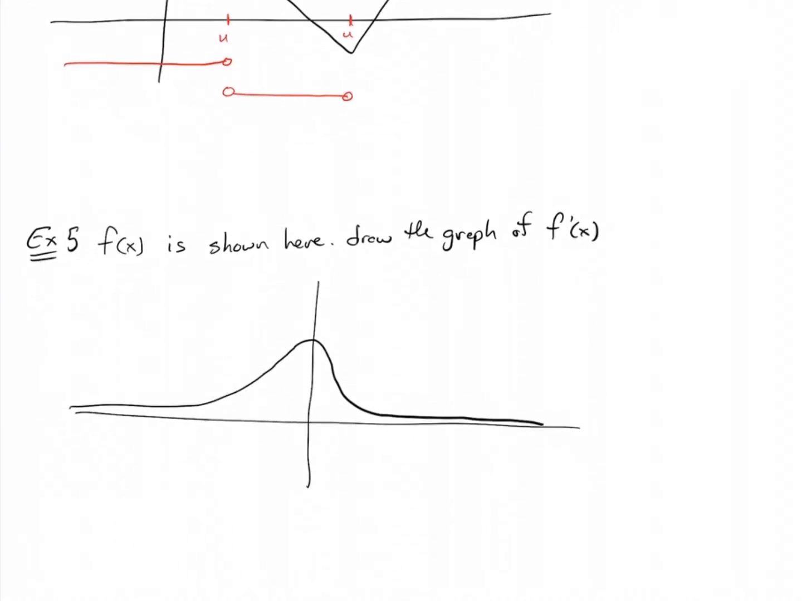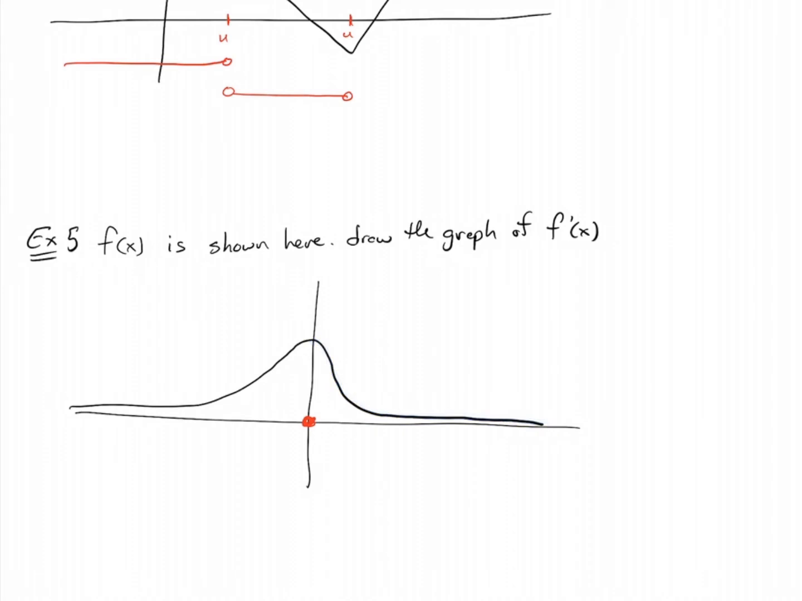All right, let's look at this one now. This one has a rounded hilltop. And notice over here, it's increasing. The function is increasing, so the slope's positive until you get to that hilltop. So at the hilltop, we've got this. And then over here, it's decreasing. So the derivative is going to be negative on this side.